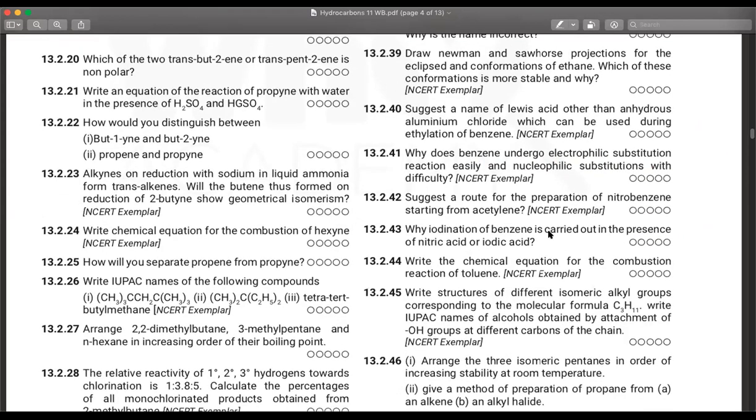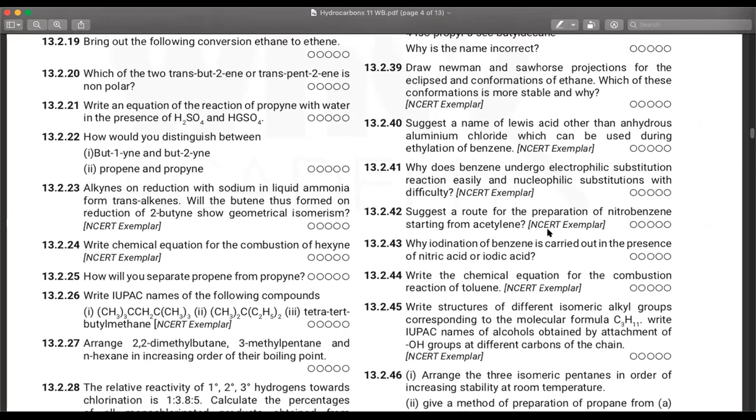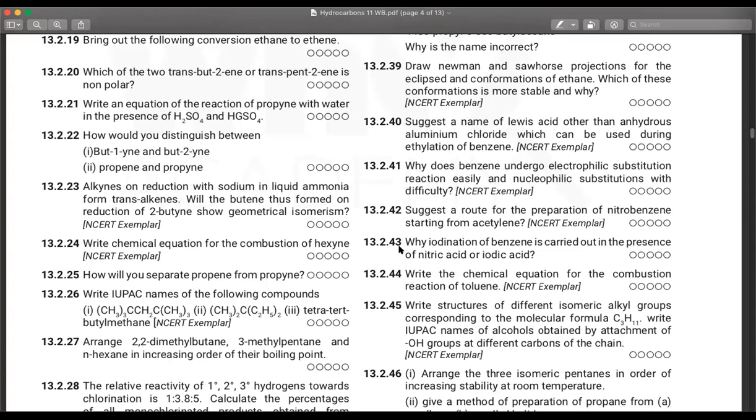Next. This is a good one. 43. Why is iodination of benzene carried out in the presence of nitric acid or iodic acid? So what do you mean by iodination of benzene? Like chlorination, except with iodine. Yes. Now the question is asking why is it carried out in the presence of nitric acid or iodic acid?